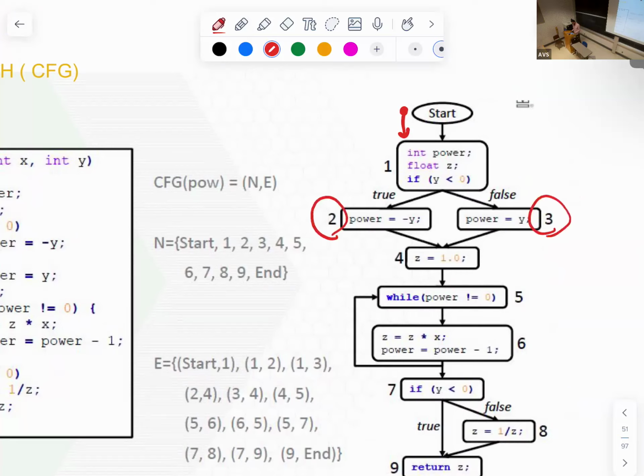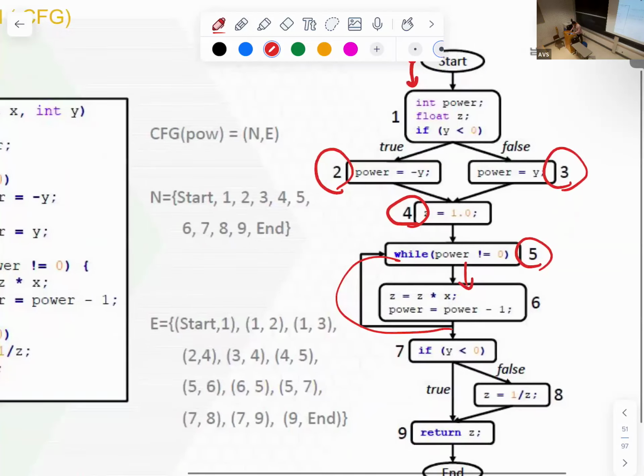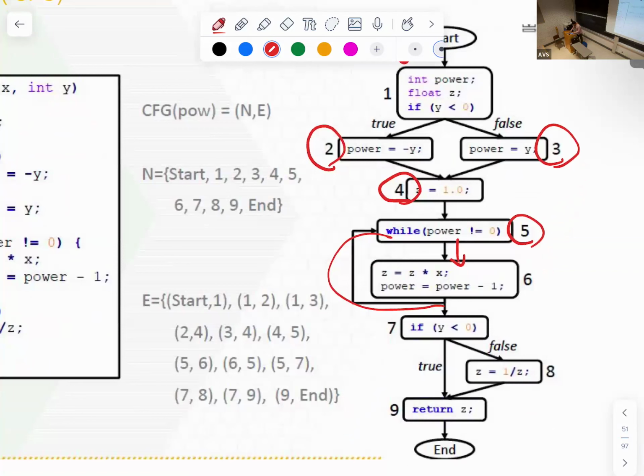If it's false, we run basic log 3. Then both of them merge, regardless of whether we take the if or the else path. Both of them come to 4. Then from 4, we go to the while loop, and this is where we're going to have this back edge, right? So from 5, we go to 6, and from 6, we can come back to 5. And then from that, we go to 7.